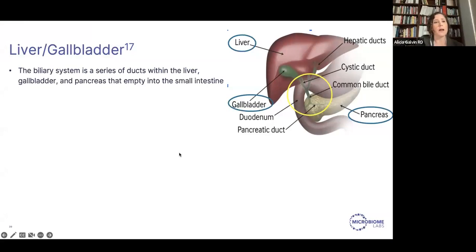Now, with the liver and the gallbladder, we have our biliary system, which is just a series of ducts within the liver, the gallbladder, and the pancreas that then dump into the small intestine. And bile is made in the liver, and it's concentrated in the gallbladder.